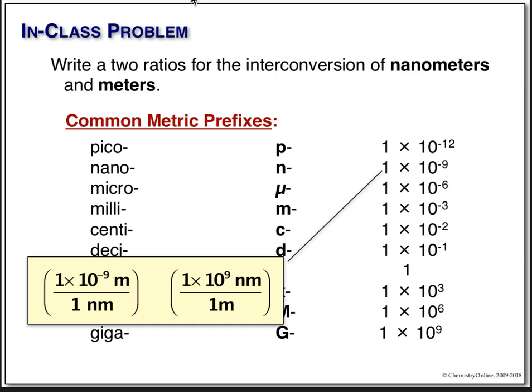And if we had 10 to the 9th of them, we would have 1 meter. Now, you may notice I wrote these upside down because I could. Remember, you can write them any way you want. All right, so we're all skilled now at writing ratios. What in the world are we going to do with them?